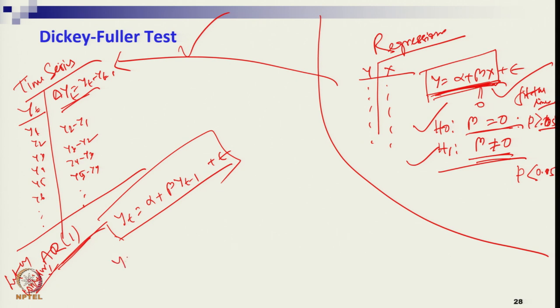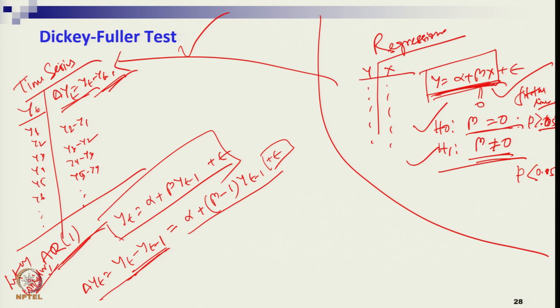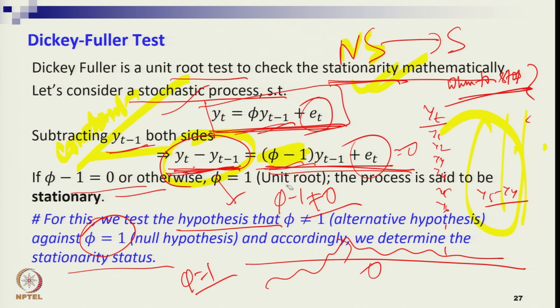So now what do you do? Yt minus yt minus 1 will be alpha plus beta minus 1 into yt minus 1, plus epsilon, which we are not discussing. I know the hat part is there, but I am trying to pass on the overall basic understanding to you. This is nothing but your delta yt, so the differencing is expressed through this formula. I have subtracted yt minus 1 from both sides, so it looks like this. Now this beta minus 1 is nothing but the phi minus 1 of the stochastic process of the Dickey-Fuller test. Look at phi minus 1.